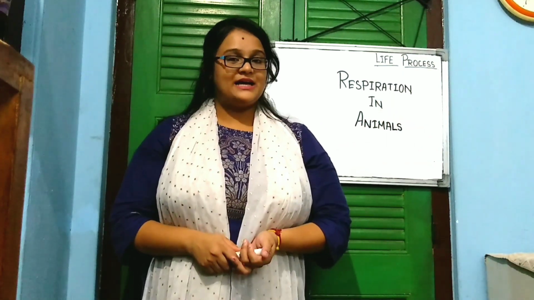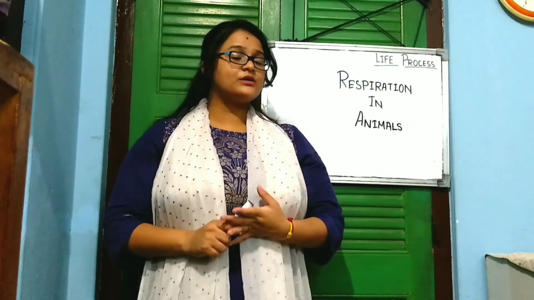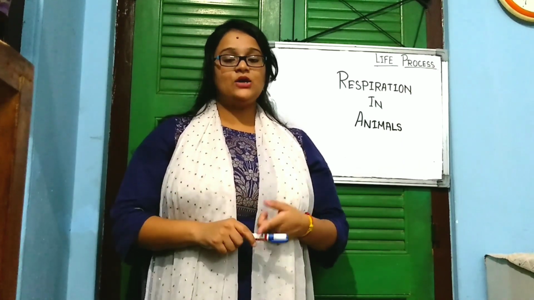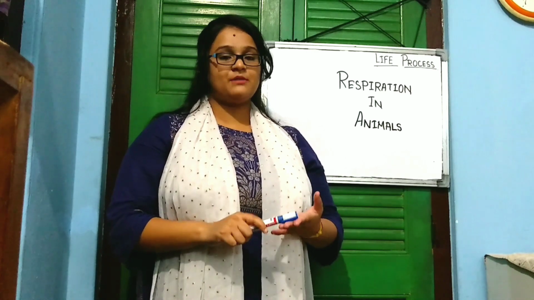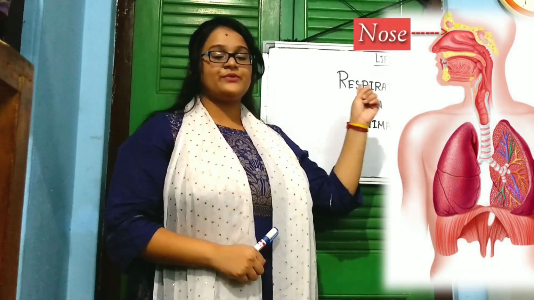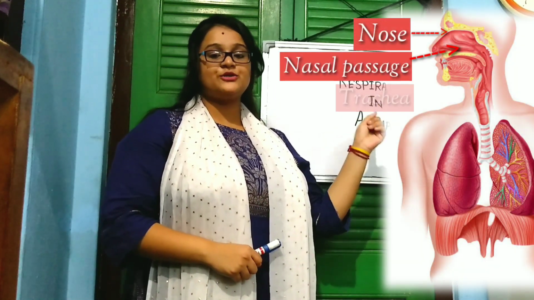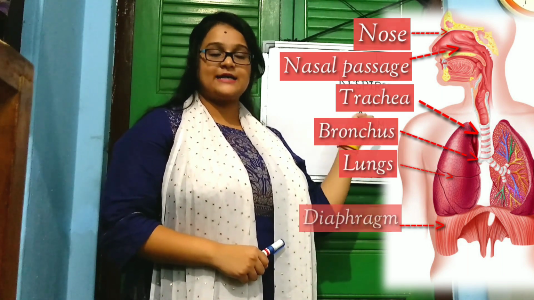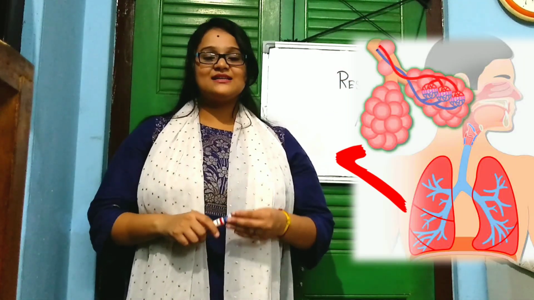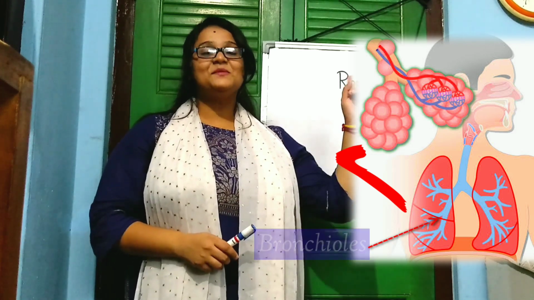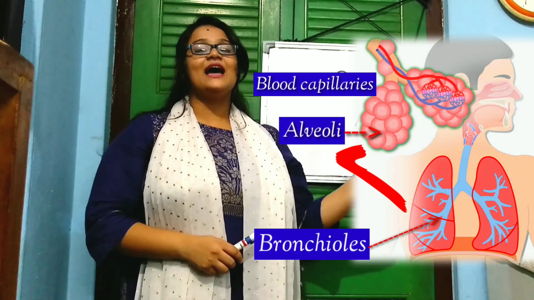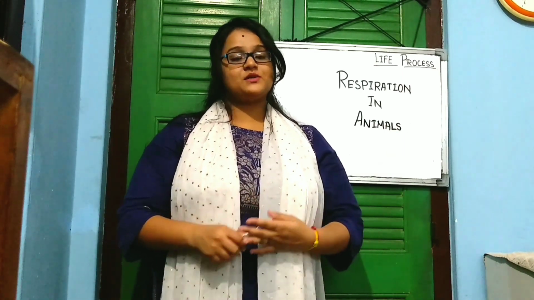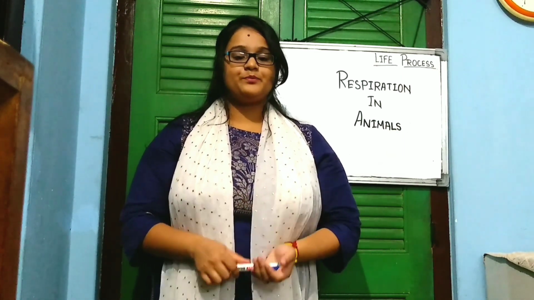We all respire, right? But do you know what are the organs that help us in respiration? Let me tell you. The main organs of the respiratory system are nose, nasal passage, trachea, bronchus, lungs and diaphragm. Inside the lungs, there are bronchioles, alveoli and the blood capillaries. Okay, so now let us discuss more about the respiratory system.